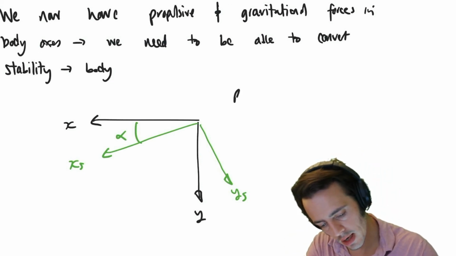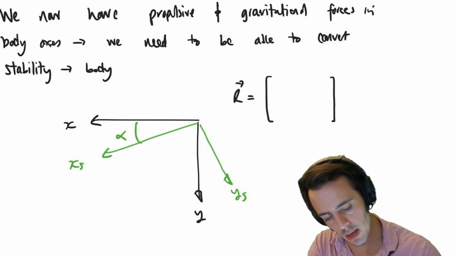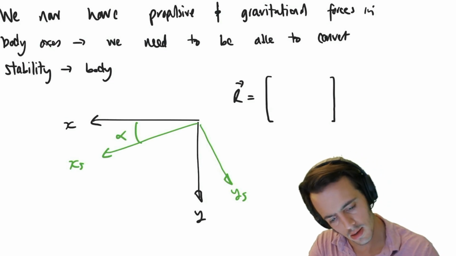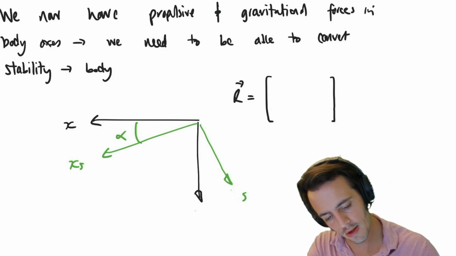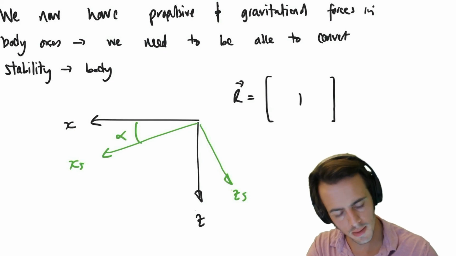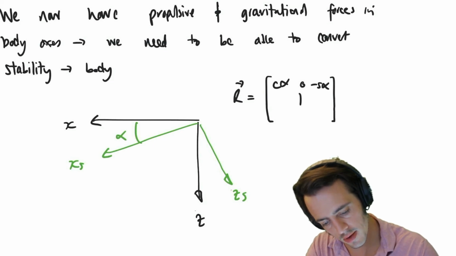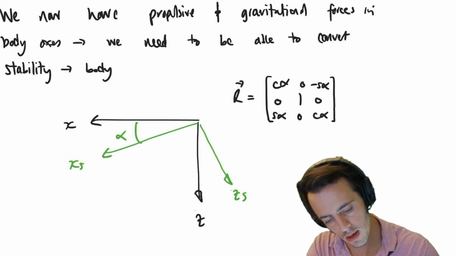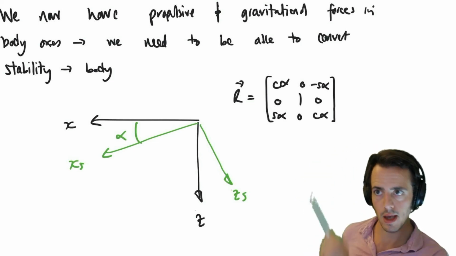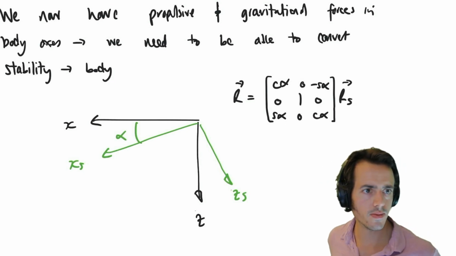What you're going to end up showing is that a quantity in body axes is equal to, now it's a rotation about, I've been stupid, I've drawn Y there, that should very clearly be Z, sorry. So it should be a rotation about Y. So we're expecting this one in the middle to be 1. We should have cosine alpha 0 minus sine alpha, 0 1 0, sine alpha 0 cosine alpha. That's our rotation matrix to go from stability axes into body axes.